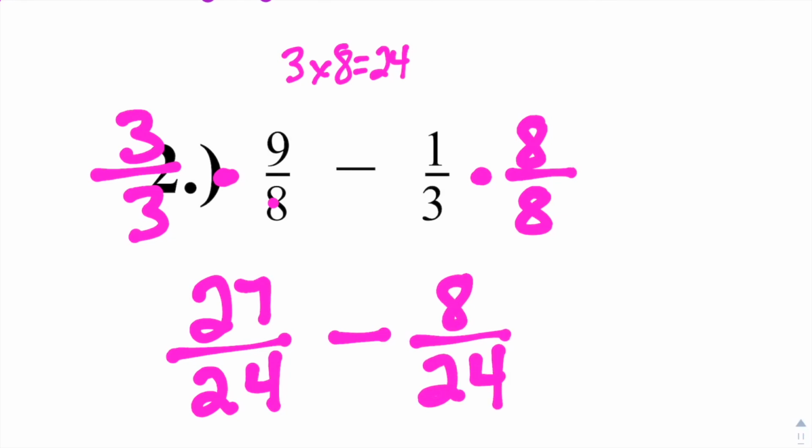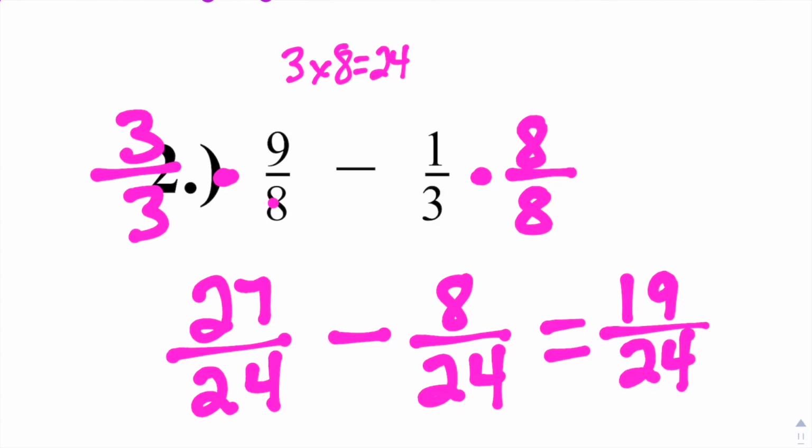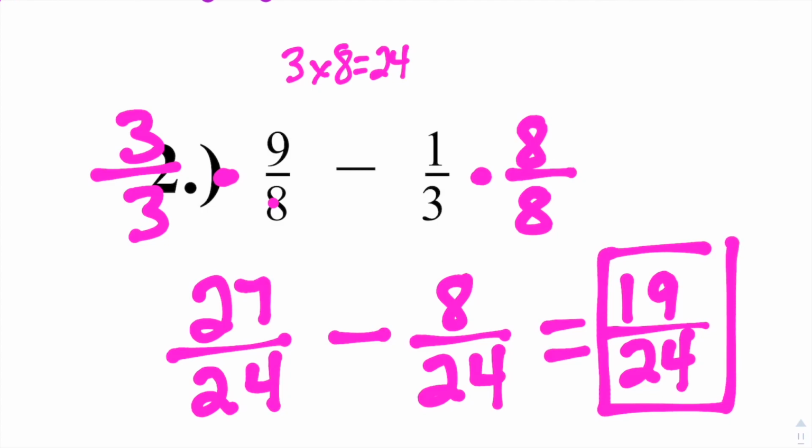So now I have common denominators of 24, and I can now just subtract my numerators like I would any other number. So I have 27 minus 8. So 27 minus 8 is equal to 19 over 24. And since we know that 19 is a prime number, that means it's only divisible by 1 and itself, we cannot reduce this fraction any further, so this is our solution. I'm going to shrink this now.